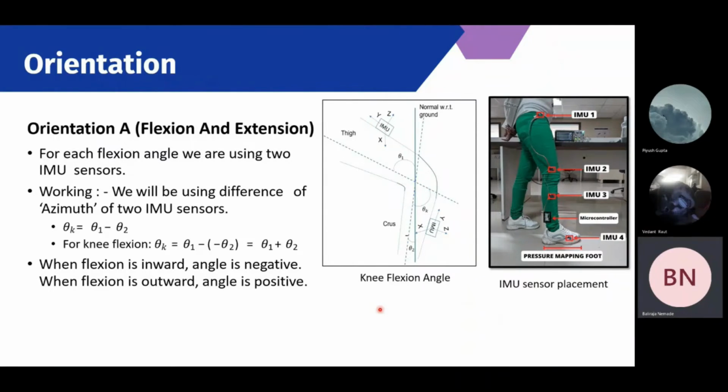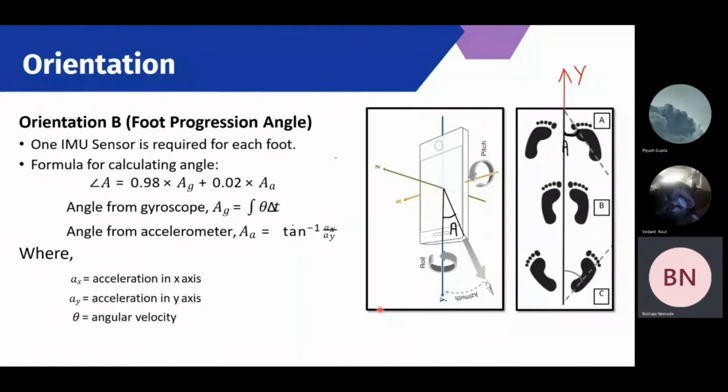Next comes the foot progression angle. For this, we are using an IMU sensor which is placed on the top of the foot. It gives us the deviation of the toe from the central axis. We are using the accelerometer and gyroscope for this and formulating it in this way.